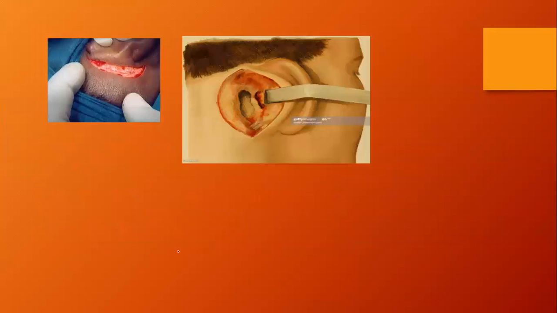Then hemostasis can be achieved. Okay, so this is a picture of how we can make incisions. This is the mastoid region.